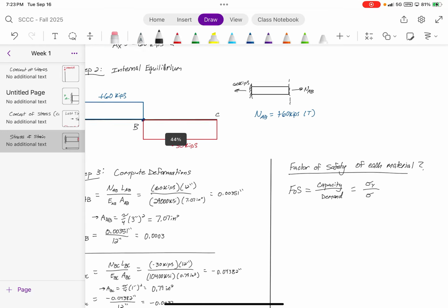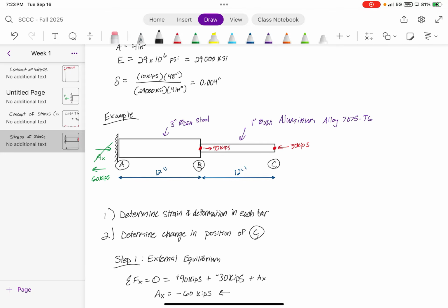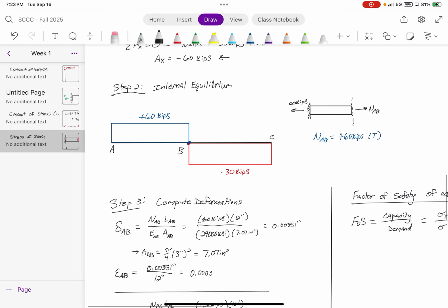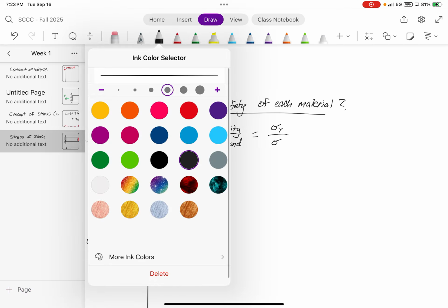So in this case, we've got these really large scale bars here. What's the strength that we want to use to check that it doesn't fail? Sigma y or sigma u? Yielding or ultimate strength? Yielding. So let's determine what the factor of safety is for each, the steel and the aluminum.